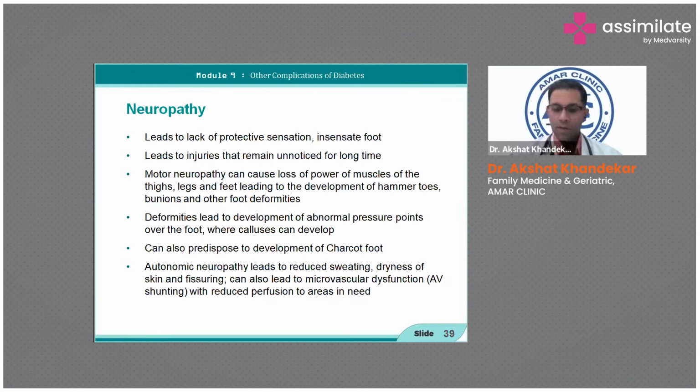So if you see, this diabetic foot is an amalgamation of macrovascular and microvascular complications of diabetes, and it is actually an extended form of peripheral arterial disease, which is also a kind of macrovascular complication in diabetes.